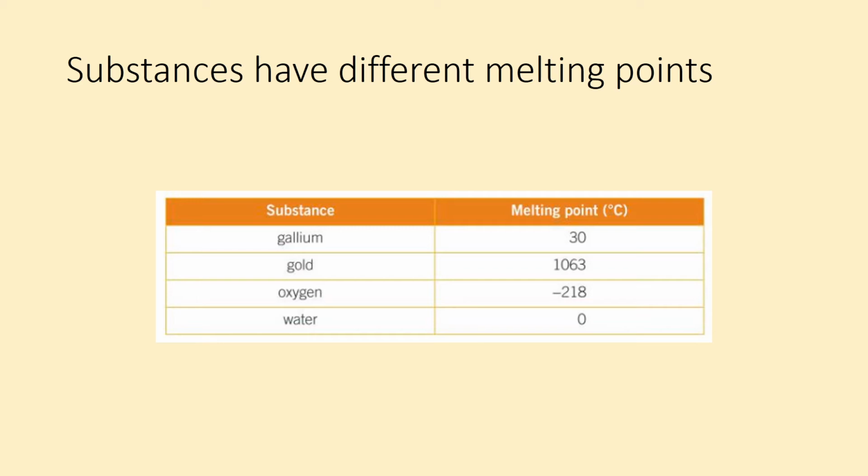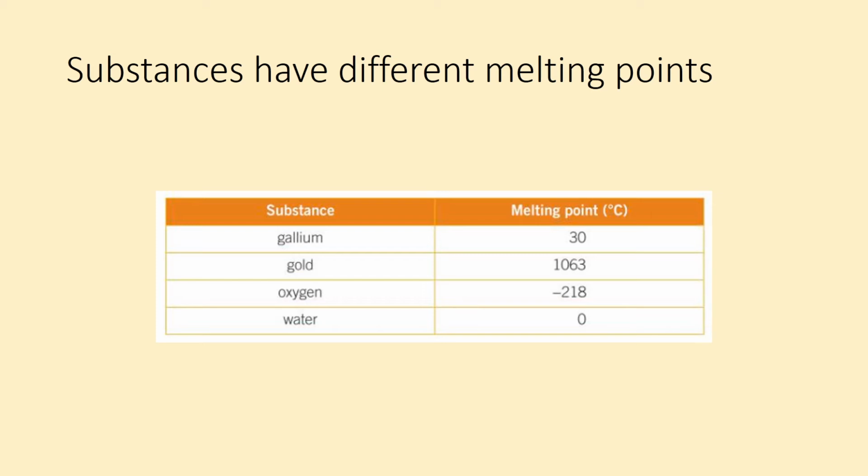solid. You've got oxygen in there, which has a melting point of minus 218, which means at room temperature, from this data, we can't tell whether oxygen is a liquid or a gas at room temperature, but it's definitely not a solid because room temperature is much, much higher than the melting point of oxygen. And the last one we've got on there is water, which melts at 0 degrees C.